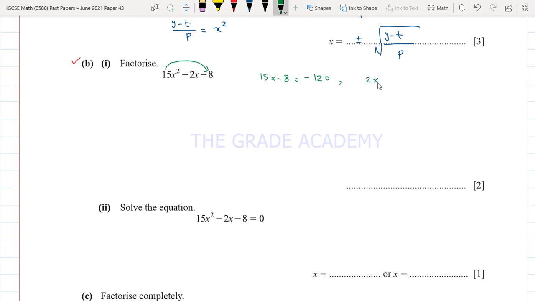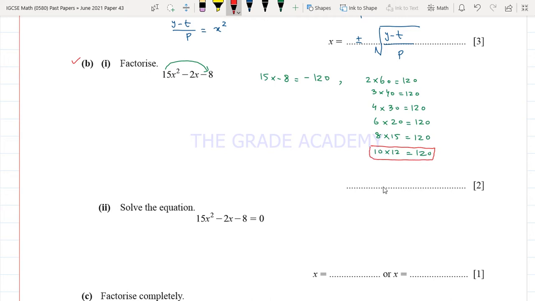So we know that 2 times 60 is 120, 3 times 40 is 120, 4 times 30 is 120, and 6 times 20 is 120, and 8 times 15 is 120, and 10 times 12 is 120. So here 10 and 12, which are factors of 120, will give us 2 on subtracting. So we will take 10 and 12.